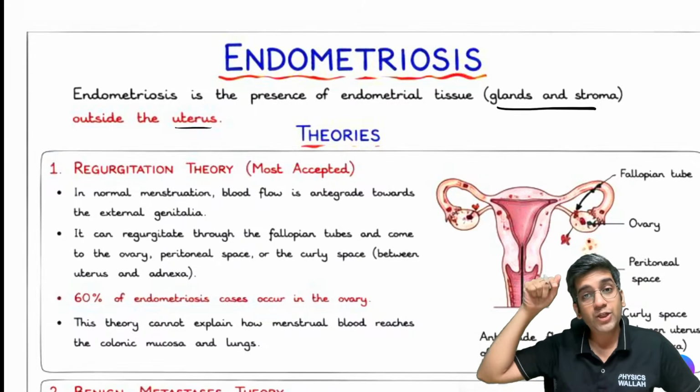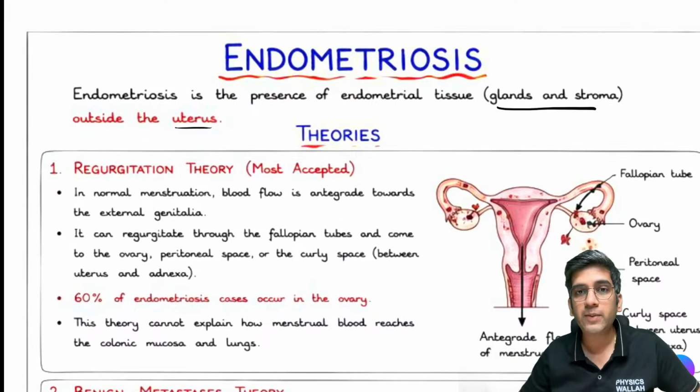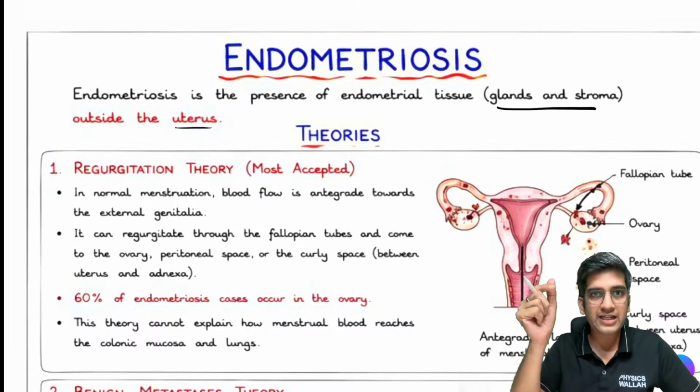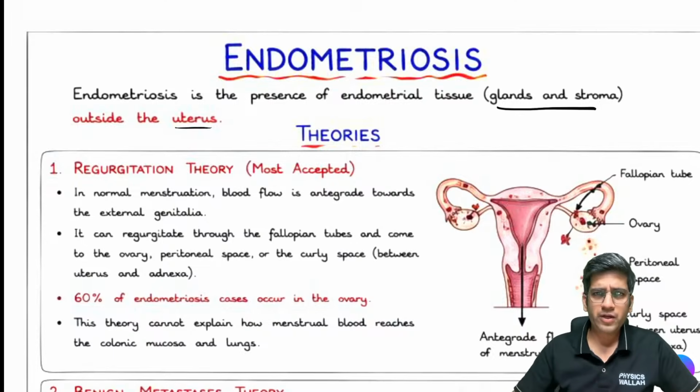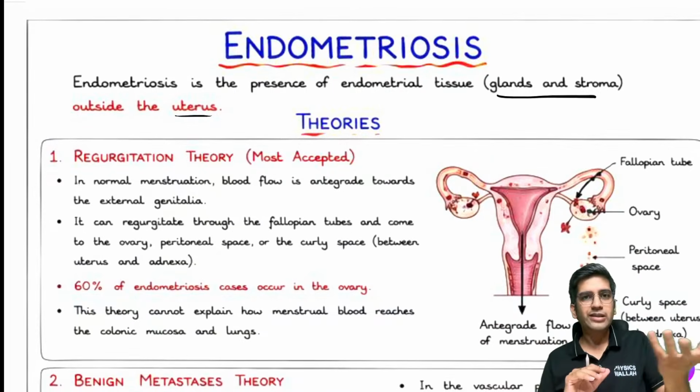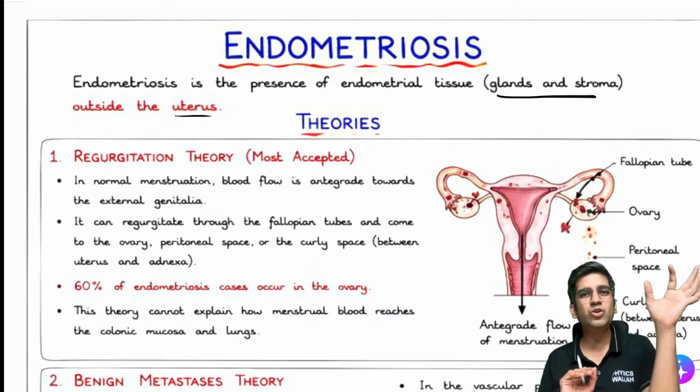If it goes into the myometrium, can anyone tell me what we call them? If there are endometrial glands and stroma deep into the myometrium, we call it something else, right? I'm sure you know the name, right? There are theories. Theories are nothing but the pathogenesis. How did it go there?